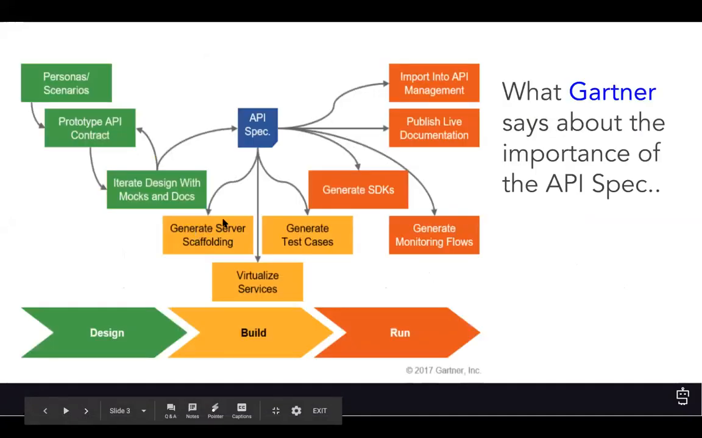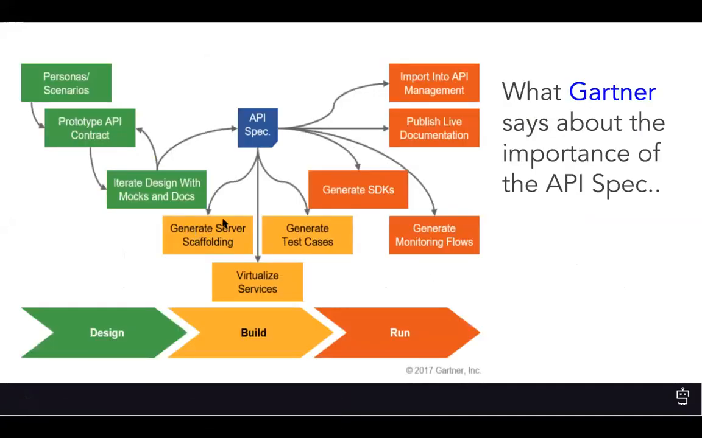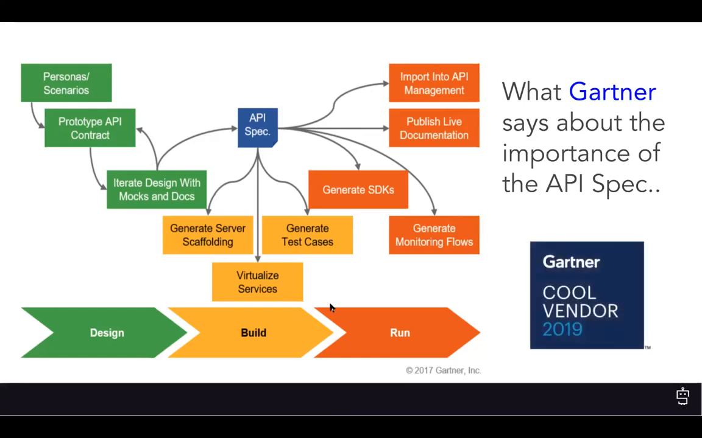So let's just take a second to think about the API spec. We have just a few slides before we really get into the demo, so this should take about 5 minutes or so. We think about what Gartner says of the importance of the API spec and everything that it touches. You can think about Stoplight as the back end of this, the green piece, which is design. Just to brag about Stoplight for a minute, we were just picked to be a cool vendor for Gartner for 2019. So if you have a Gartner subscription, I encourage you to take a minute to look up Stoplight.